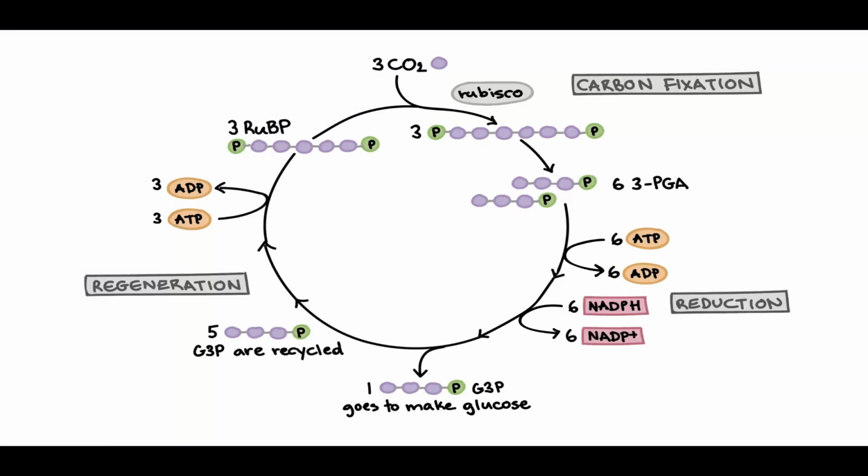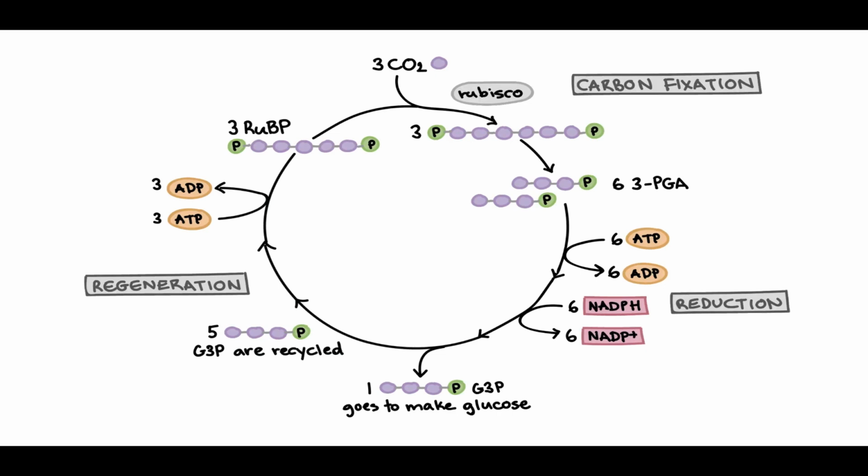This is a diagram of the Calvin cycle, which is split into three parts: carbon fixation, reduction, and regeneration. In the carbon fixation step, carbon dioxide, an inorganic molecule, is turned into an organic molecule. This happens using a 5 carbon molecule called RuBP. So three of these molecules gain a carbon from carbon dioxide, creating 6 carbon molecules, which are then split into 6 3 carbon molecules.